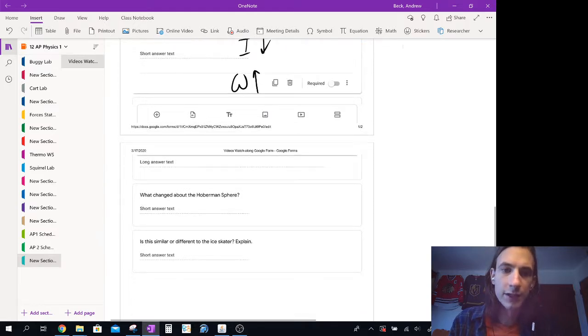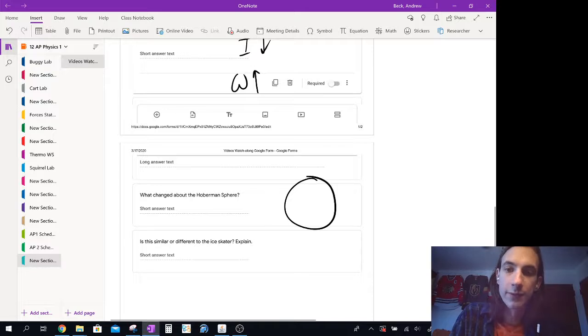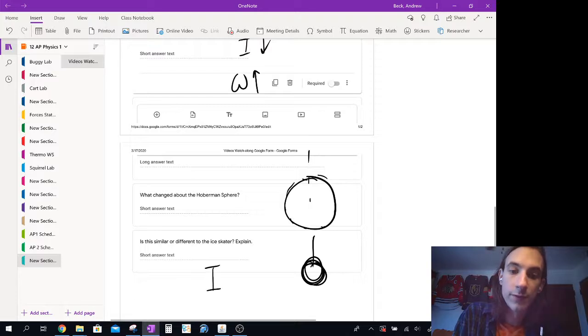And then what do we change about the Hoberman sphere? It's really the same thing. First we had this sphere that was far away. All the mass was more on this outer edge. And then that man pulled the rope, and that mass changed its distribution. The mass got closer to our central axis, and that's pretty much the same exact case. We saw our moment of inertia went down, so our angular velocity went up.